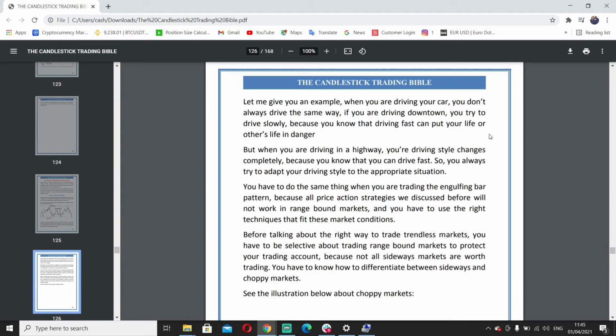Because all the price action strategies we discussed before will not work in range-bound markets, and you have to use the right techniques that fit these market conditions. Before talking about the right way to trade trendless markets, you have to be selective about trading range-bound markets to protect your capital. Not all sideways markets are worth trading, so you have to know the difference between sideways and choppy markets.